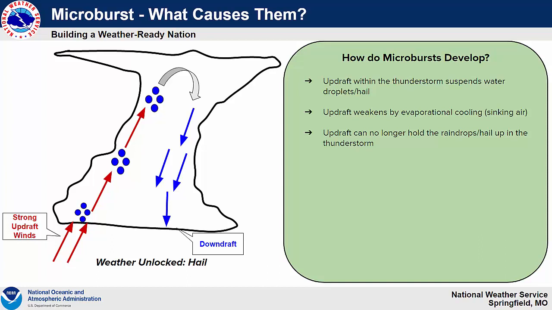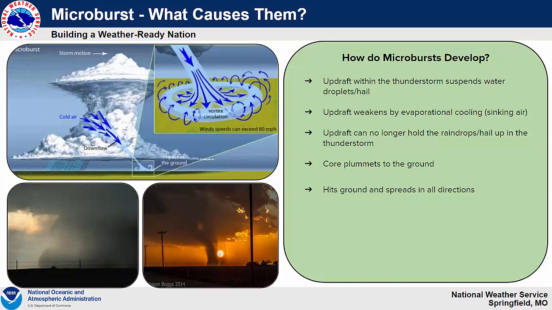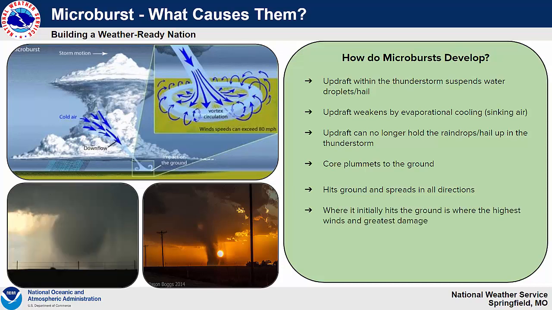And that's when the downdraft occurs as that core begins to plummet to the ground, causing a downburst and in turn a microburst. When a microburst occurs, once it hits the ground, it begins to spread in all directions. You can see that top image depicting what that might look like as it reaches the ground. The highest winds and greatest damage are going to be located where that microburst initially hits the ground before spreading out in all directions.